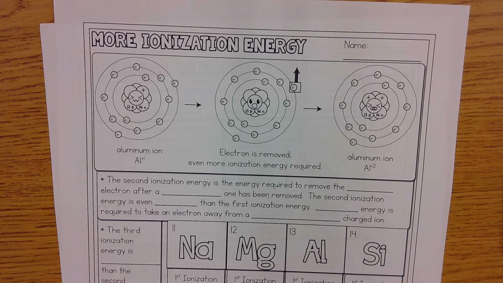All right, y'all, this is part 2 of lesson 4.3. We're still talking about ionization energy and periodic trends.